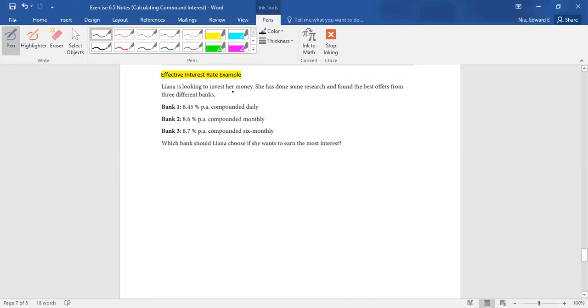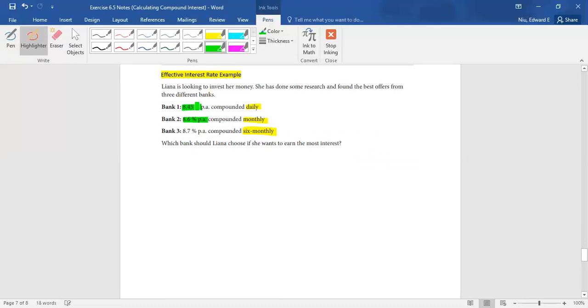Liana is looking to invest her money. She has done some research and found the best offers from 3 banks. Bank 1 is offering her 8.5%, but daily. Bank 2 is offering 8.6%, but monthly. Bank 3 is offering 8.7%, but 6 monthly or biannually. Okay, so those are our differences. These are our interest rates.